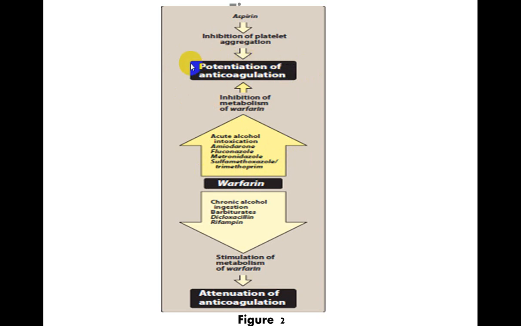So the factors or conditions that lead to potentiation of the anticoagulant effect of warfarin and increased bleeding tendency are, first, aspirin; second, acute alcohol intoxication, amiodarone, fluconazole, metronidazole (Flagyl), and sulfamethoxazole. On the other hand, chronic alcohol ingestion, barbiturates, carbamazepine, and rifampicin lead to stimulation of the metabolism of warfarin. Stimulation of metabolism of warfarin leads to what? To attenuation of anticoagulation. These are the drugs affecting the anticoagulant effect of warfarin.